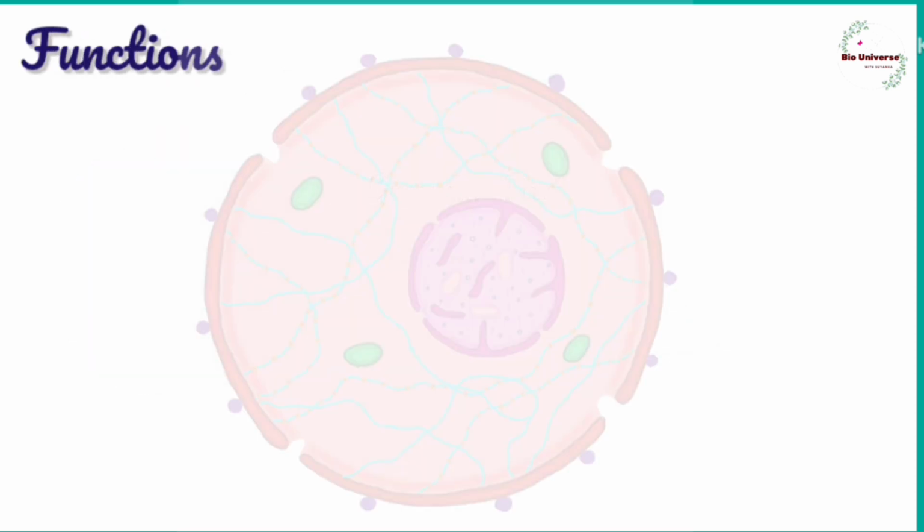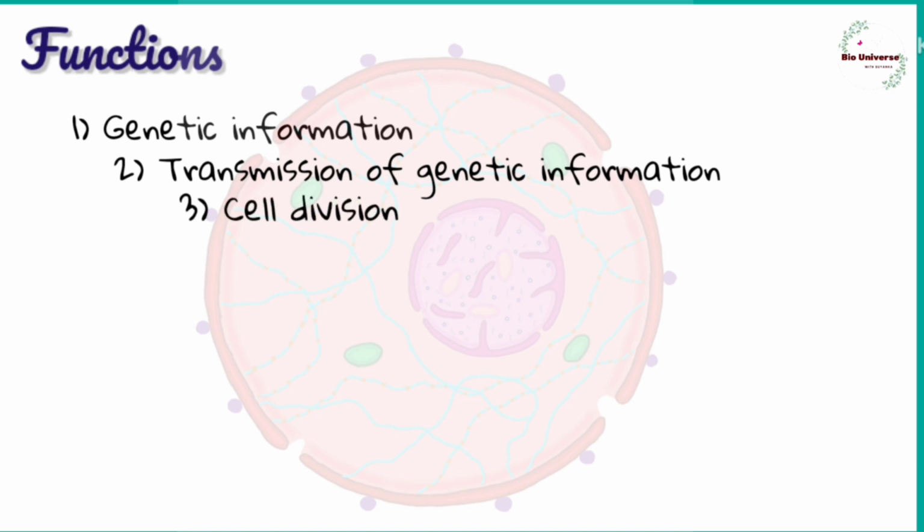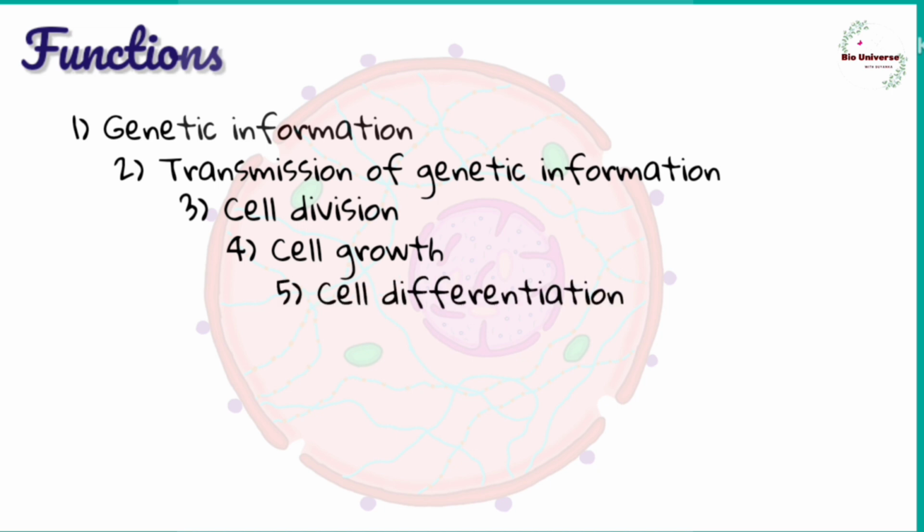Functions of nucleus. 1. Nucleus contains all the genetic information in its chromatin. 2. Nucleus takes part in transmission of genetic information from parent cell to its daughter cells and from one generation to the next. 3. Division of nucleus is prerequisite to cell division. 4. Newly formed cell grows in size and becomes mature with the help of structural proteins and other substances formed under instruction from genes contained in chromatin. 5. Differential functioning of genes results in the cell differentiation and development of its particular morphology.